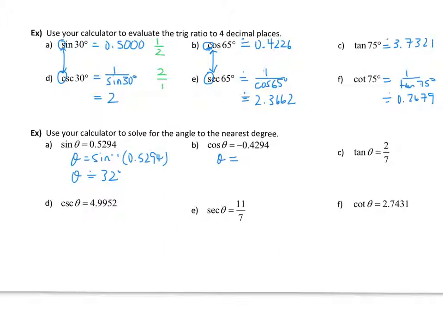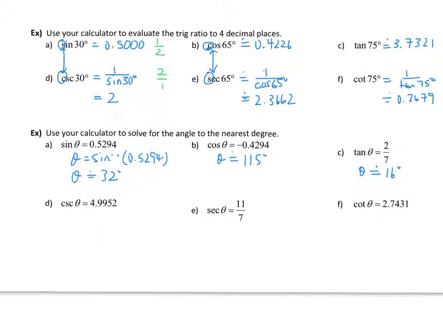If you do, you should get approximately 115 degrees for part B and for part C. Again, put that in your calculator. I would do 2 divided by 7, get that answer, and then second function tan. That gave me approximately 16 degrees here.